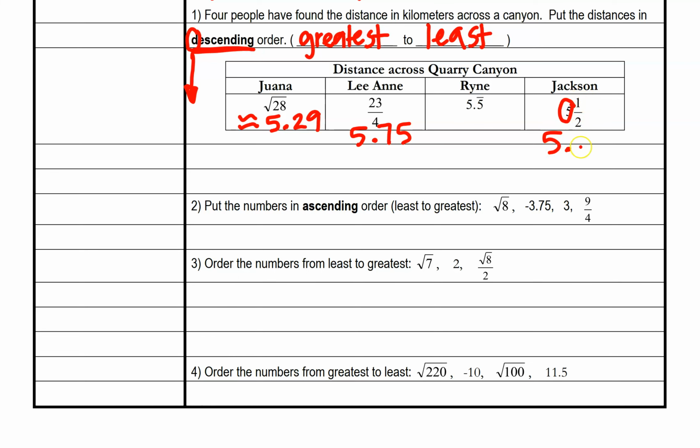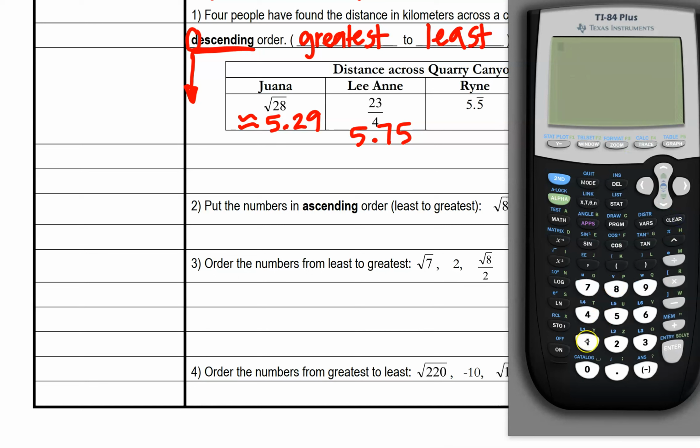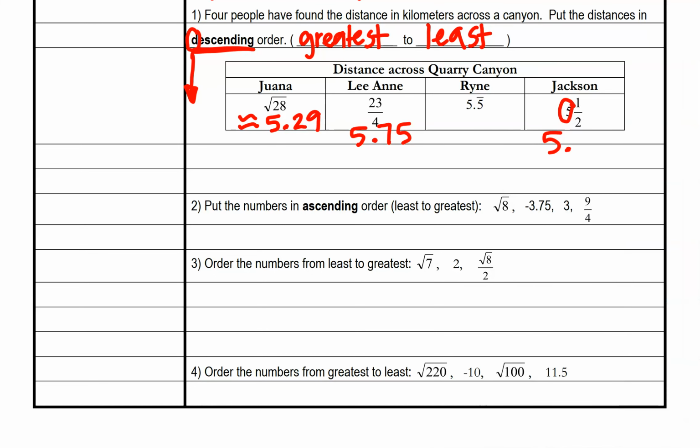If you don't know what a half is, it is half, 0.5. If I double check on my calculator, 0.5. Alright, so half is 0.5. Now, the next step that you want to do, and this is very, very important to follow.